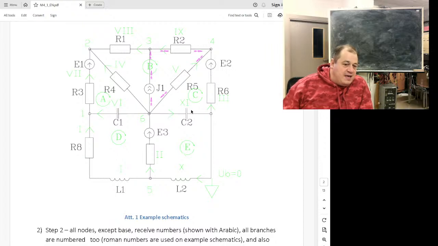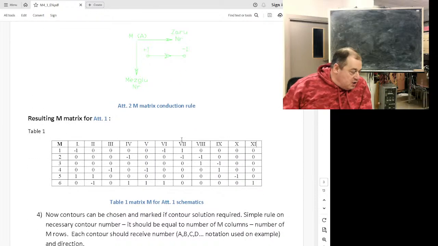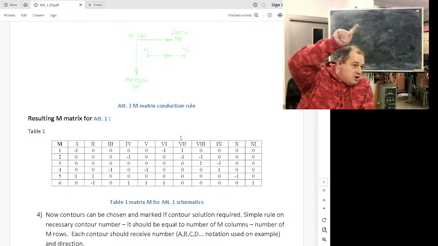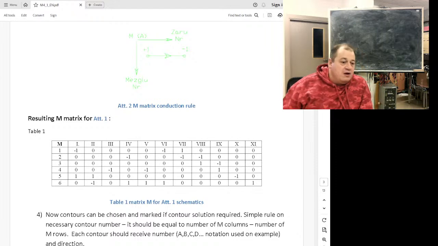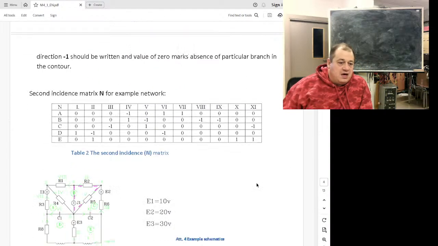I can also take something like this, or something like this. No one stops me. I just need to select 5 of them. For each contour, I need a number and a direction, a walk-around direction. When I have it, I can conduct, where are you? Yeah, here it is.